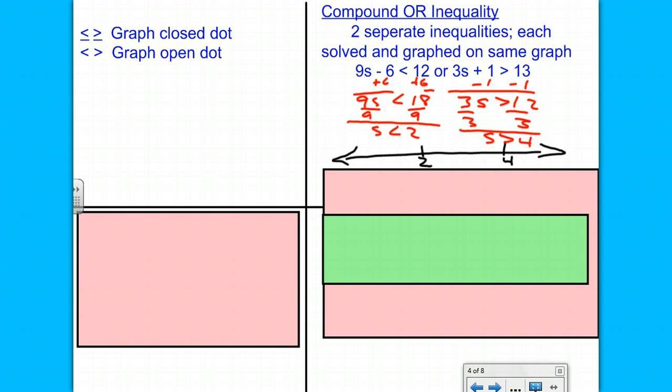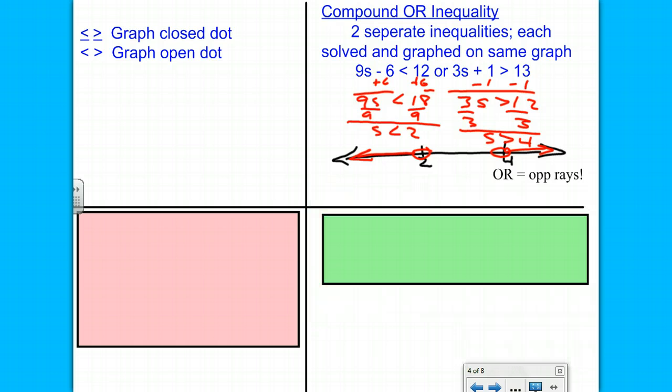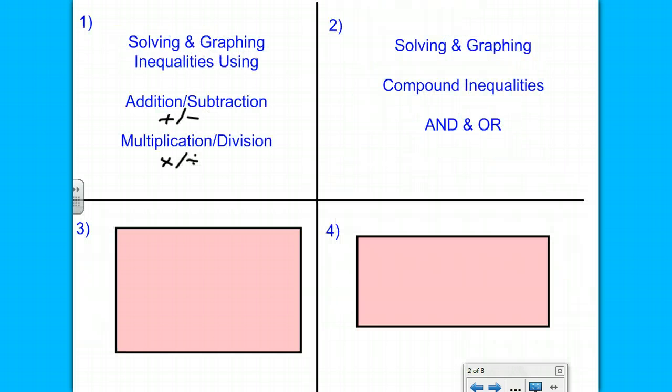So we have S's values less than 2 or greater than 4. And you can't be less than 2 and greater than 4. There's no number that is. So what type of dots do we put on here? Open. So we're open at 2 and less than 2, open at 4 and greater than 4. Okay, these are compound or, which end up giving us opposite rays each time. That's it for section 2.